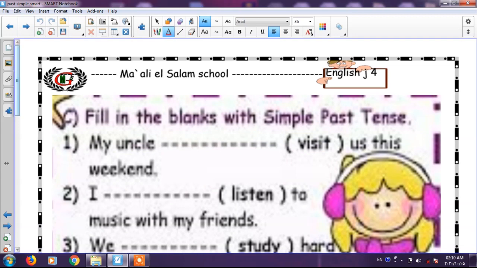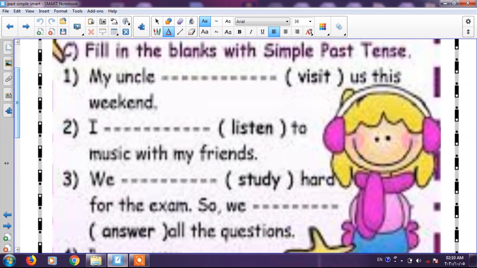Okay, here. Let's begin practicing. Fill in the blanks with simple past tense. Number 1, my uncle visit us this weekend. Okay, here the verb is visit. I will turn all the verbs that are between brackets into the simple past form. Here, visit. What is the past of visit? I will add what? I will add ed to the verb. So, visit will become what? Will become visited.